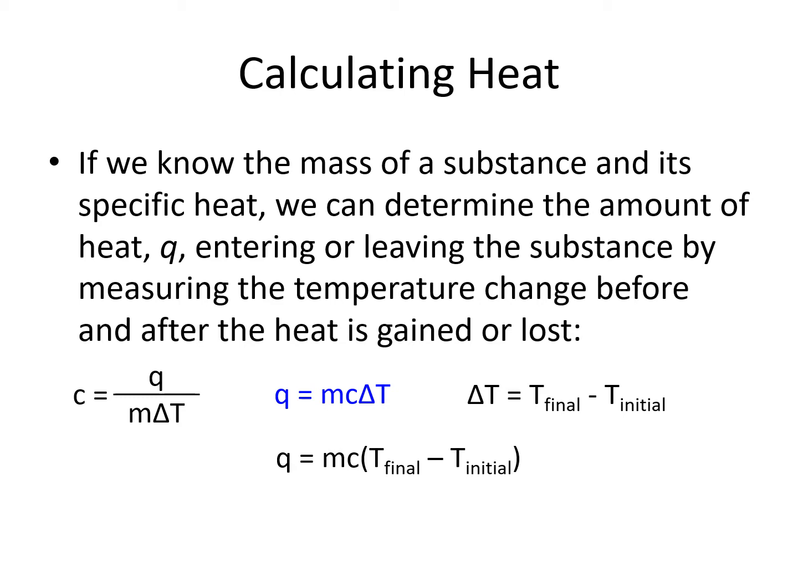So we really have several things in this equation. We could solve for Q, we could solve for m, we could solve for c, we could solve for T final, or we could solve for T initial, as long as we know all the other variables besides the one we're trying to solve for.